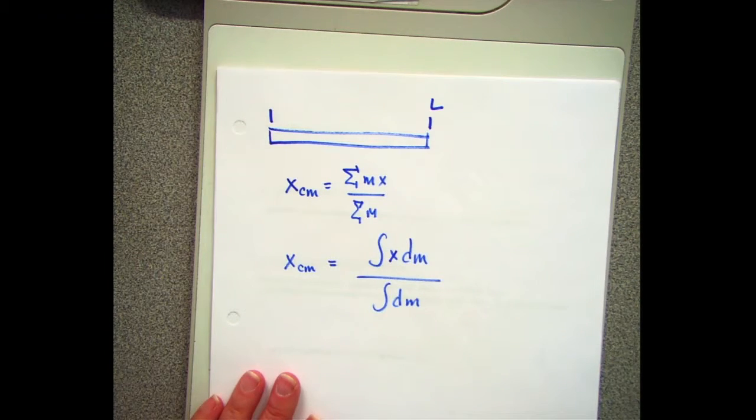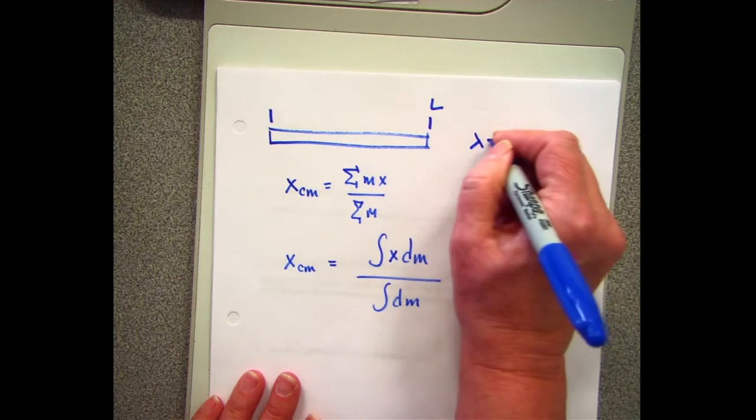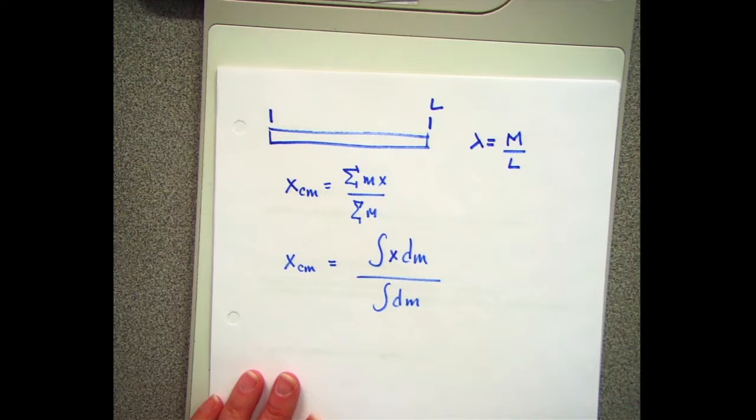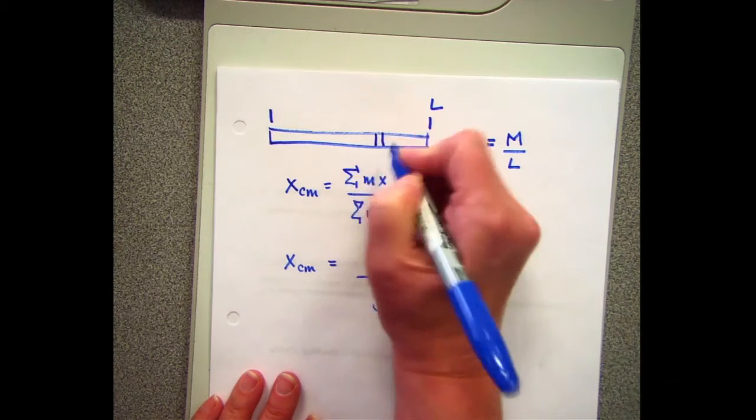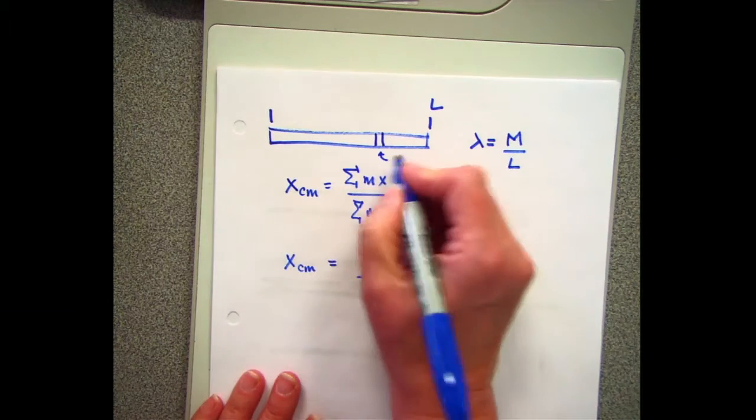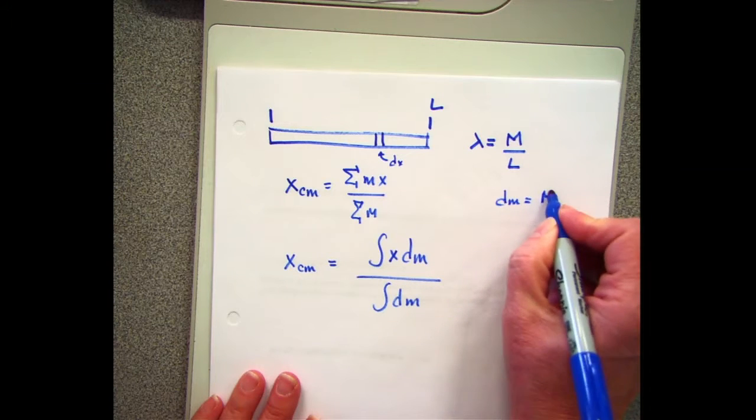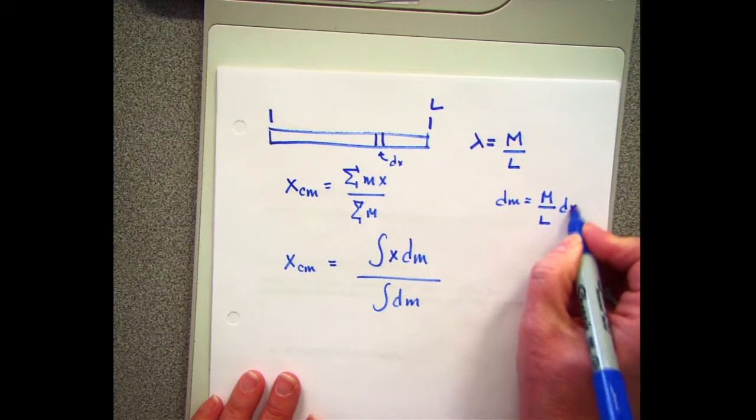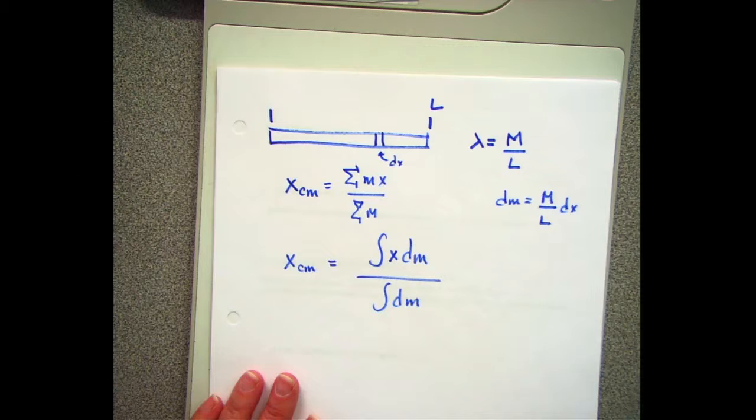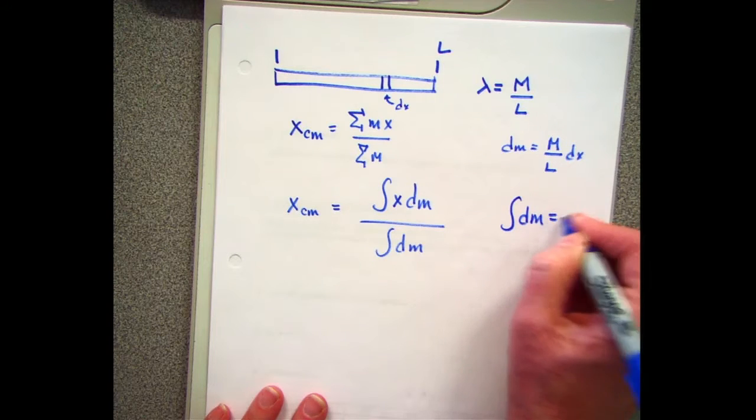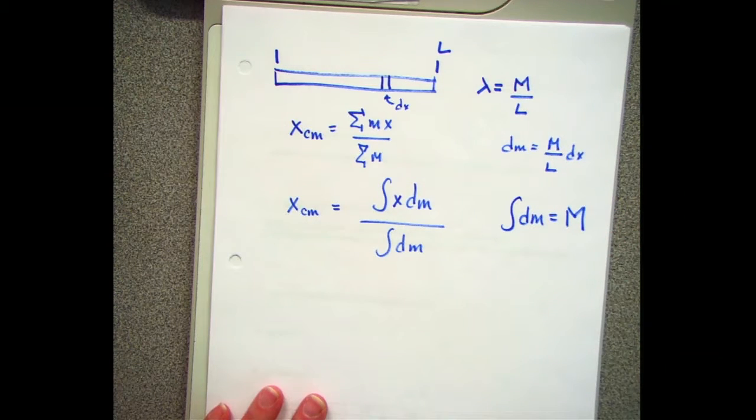I can use a linear density, lambda, mass divided by L. And if I'm doing an incremental little piece, this is dx, my dm is going to equal my mass over L dx. So I can put that into my equation here. We know what this is, right? That's just going to equal total mass.